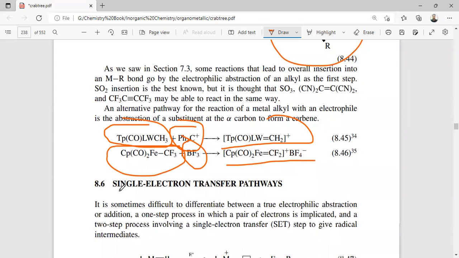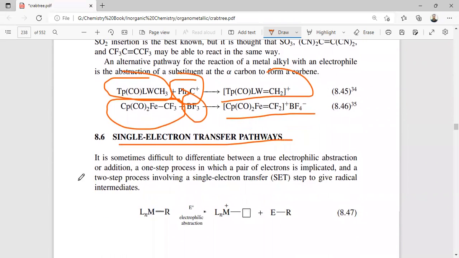So next we will discuss the single electron transfer pathway. It is sometimes difficult to differentiate between a two-electron electrophilic abstraction or addition in a one-step process in which a pair of electrons is implicated, and a two-step process involving a single electron transfer step to give a radical intermediate.